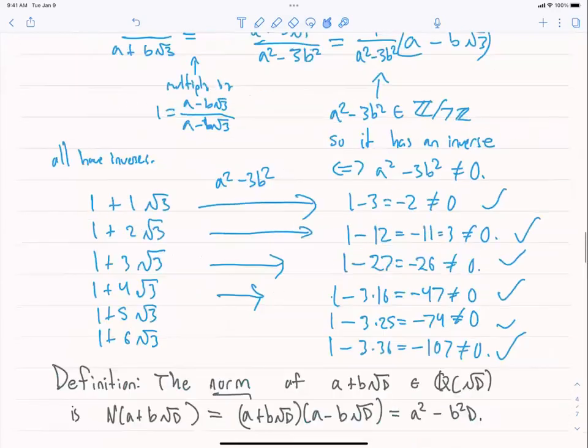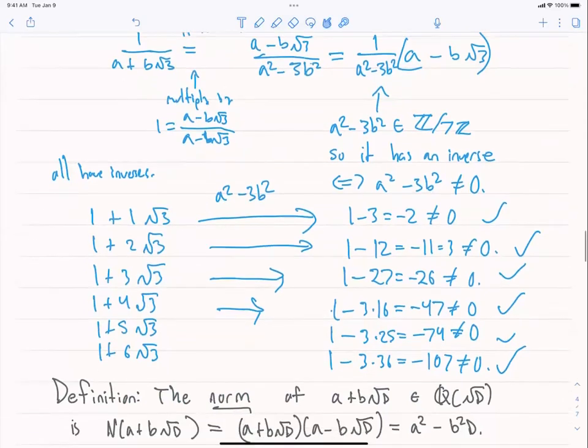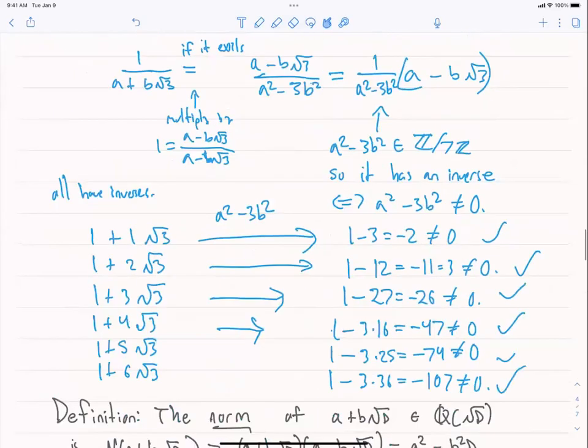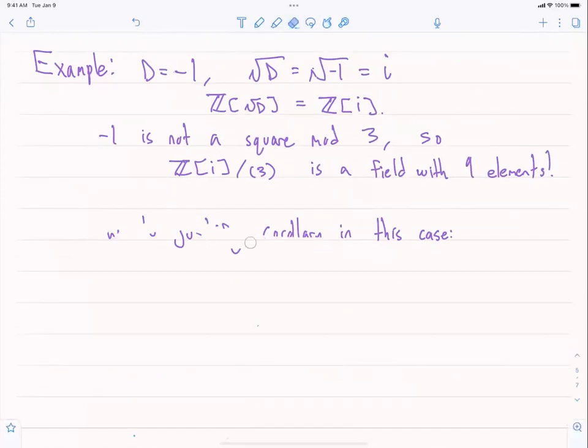The key observation is that you can always get down to this case, and the only way you won't be able to invert is if you get 0 here, a squared minus 3b squared. That's basically the same as saying 3 is equal to a squared over b squared. Somehow that's saying that 3 is a square, like in that example. But since 3 is not a square, this is never going to be 0. I don't need to justify it any more than that.